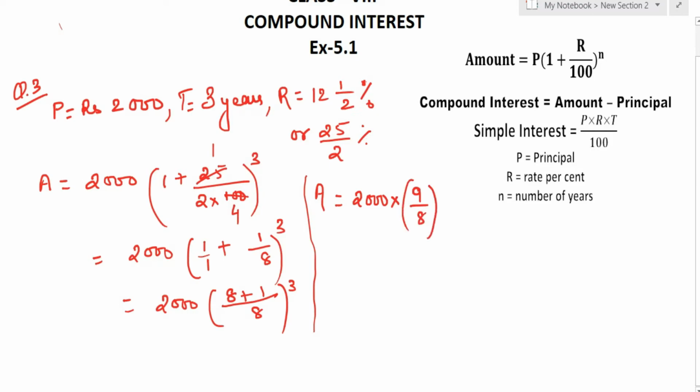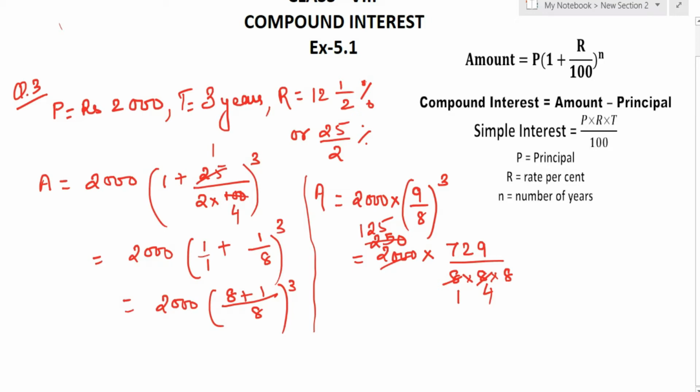Now 2000 into 9, the cube of 9 is 729, upon 8 into 8 into 8. Let us go ahead. Yes, now we can cancel with 8. 8 ones are 8, 8 twos are 16, 8 fives are 40, 8 zeros are 0. Now again we can go ahead with 2. 2 fours are 8, and then 2 ones are 2, 2 twos are 4, carry forward, and 2 fives are 10.